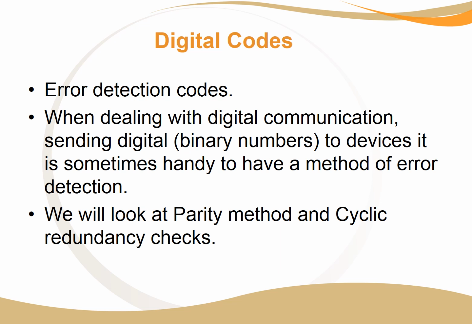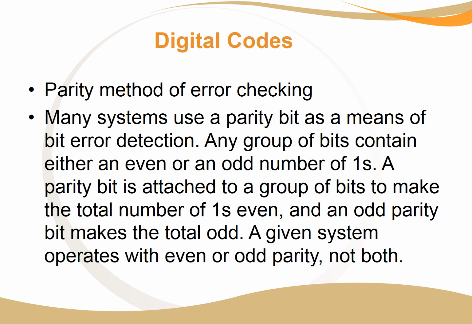Now we come to error detection codes. This is for when transmitting and receiving data between two points. So how do we know if a reception or data packet that we received is correct? Here in this course we use parity and cyclic redundancy checks. So first, the parity method of error checking.